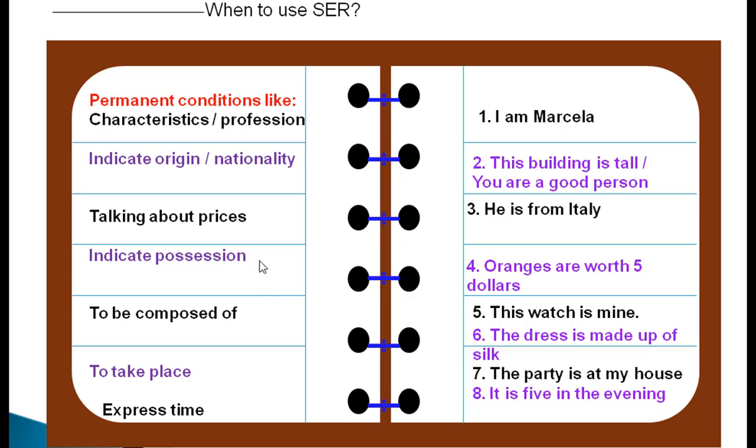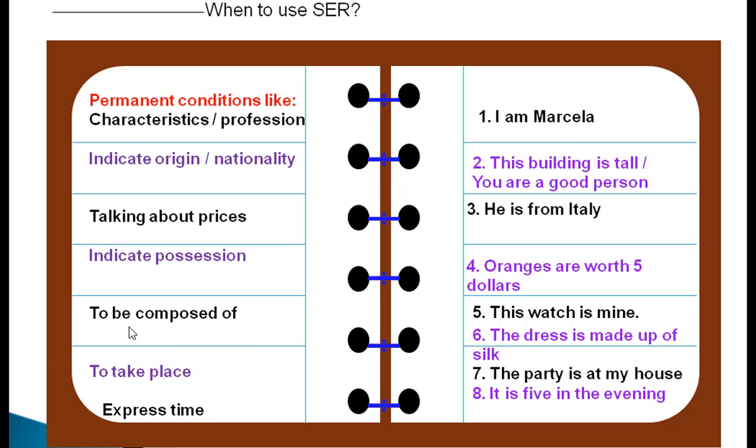Indicate possession, which means something that is yours. So let's say you're talking about relations. He is my father. Possession. So then, to define it, we'll be using the verb SER. Or you want to talk about certain things. This watch is mine. This is my house. Then you'll be using SER.